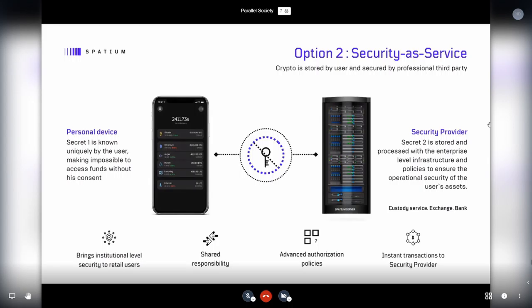And the second feature is that if your security provider is an exchange, and this exchange supports this feature, you can make instant deposits and instant trades on this exchange directly from the wallet, because since the exchange participates in the signature, it can prevent any double spending from your side, and it doesn't need to wait for on-chain confirmations to make sure that you sent the transaction to the exchange.